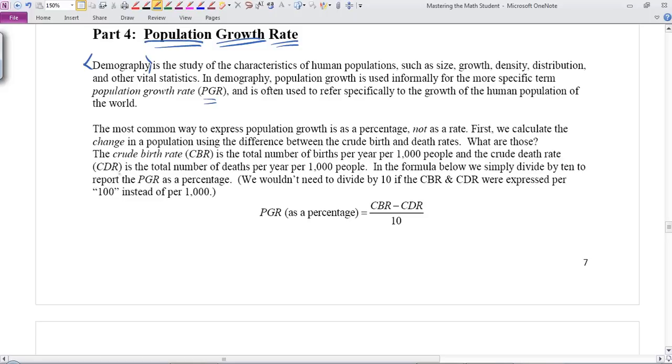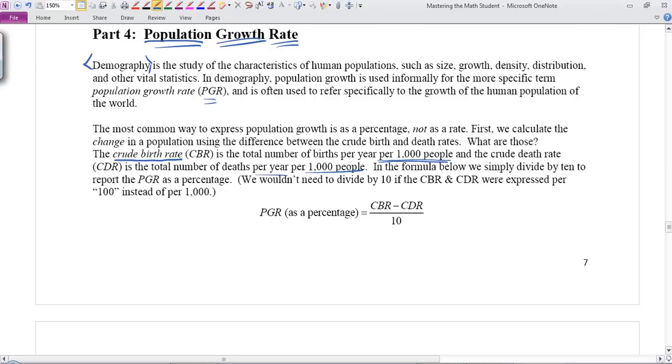All right, so we have fancy words for stuff. The crude birth rate, CBR, is the total number of births per year per 1,000 people. If we'd done it per 100 people, then we wouldn't have to mess with this percent business, but we didn't. We did it per 1,000 people. And so the crude death rate, go ahead, guess what that is. Yep, that's the number of deaths per 1,000 people.